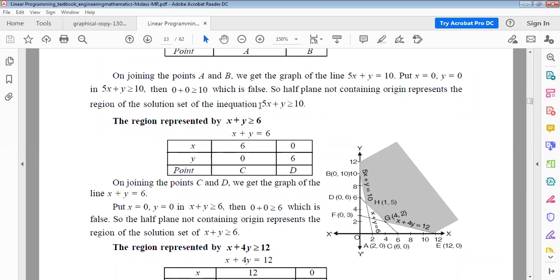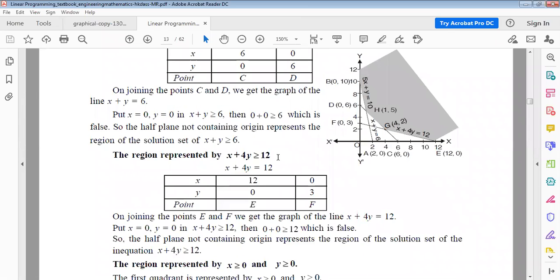Now for the second inequality, second equation, putting y equals 0, x equals 6, and putting x equals 0, we get y equals 6. So there are two other points, C and D: 0, 6 and 6, 0. Just joining the points, joining CD. And the shaded region will be opposite to the origin.